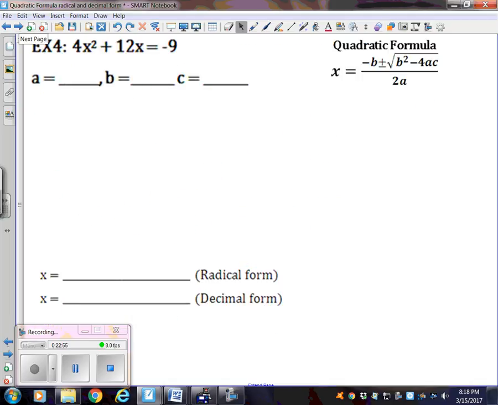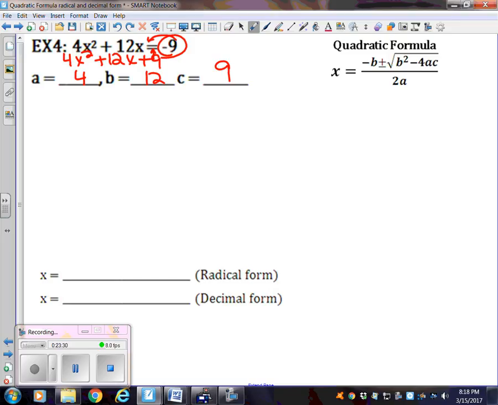All right, example 4. That's the first thing that you see, hopefully. Something different: it says equals 9. That's a problem. It should say equals 0. So the first thing I really need to do is bring negative 9 over here, and it should become positive 9. So this is really 4x squared plus 12x plus 9. All right, so my C is a 9, my B is a 12, and my A this time is a 4. All right, let's plug and chug.